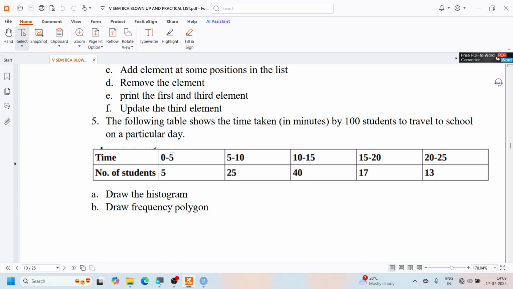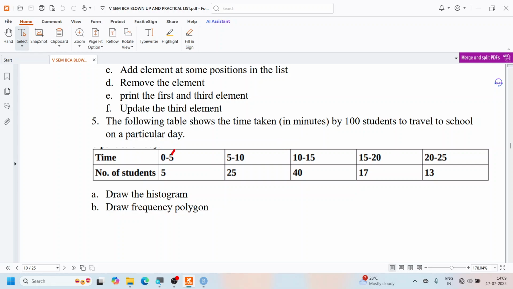What we have here is the lower limit. The lower limit here is 0, then 5, then 10, then 15, then 20. You notice that all of them are differing by 5. So 0 to 5 and 5 to 10, 10 to 15, and 15 to 20. All of them are differing by 5. That is one thing that you will realize. All of them are 5 units apart.